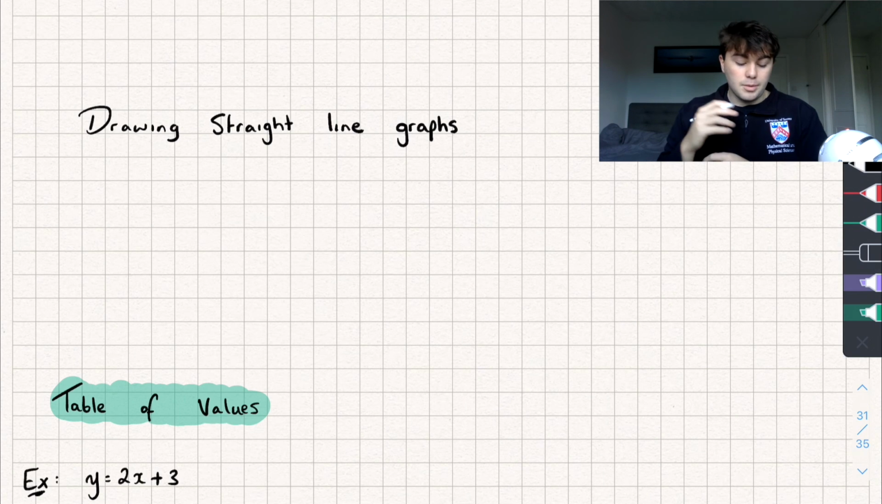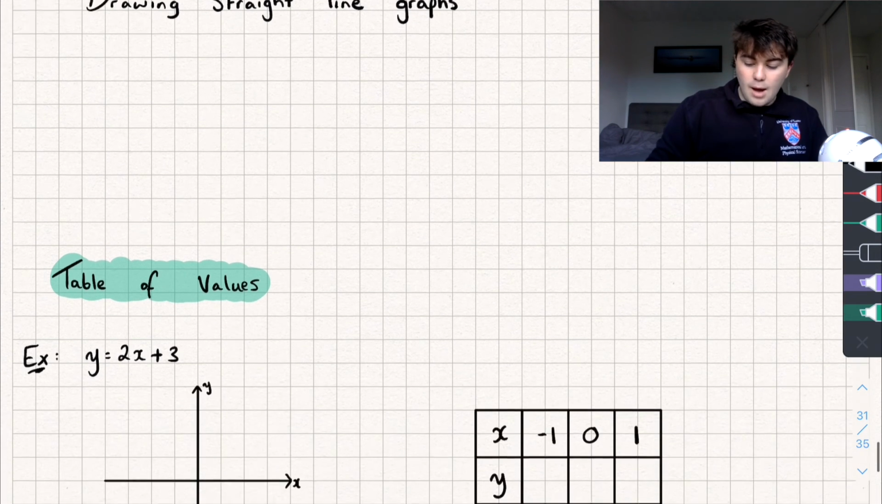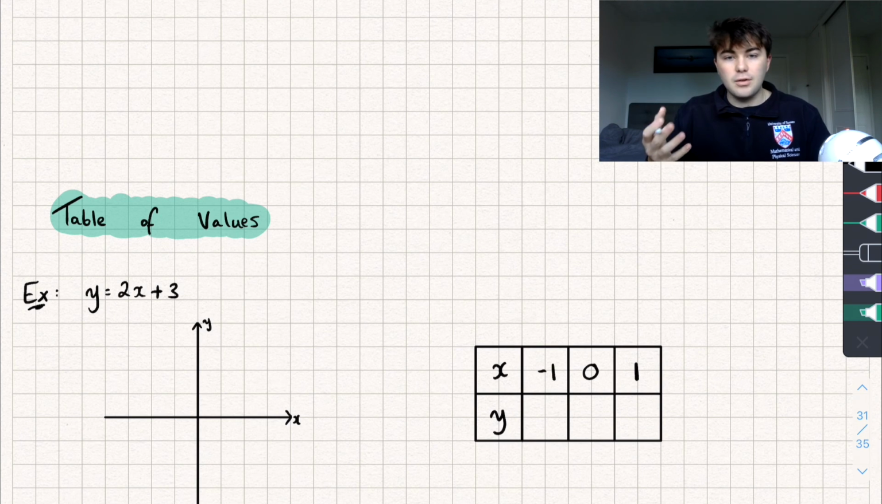Hello, in this video I'm going to be teaching you three different methods that you can use to draw a straight line graph, and I'll timestamp these three methods below so you can skip through to the one that you want to use. And we're going to start off with one called the table of values method, okay?